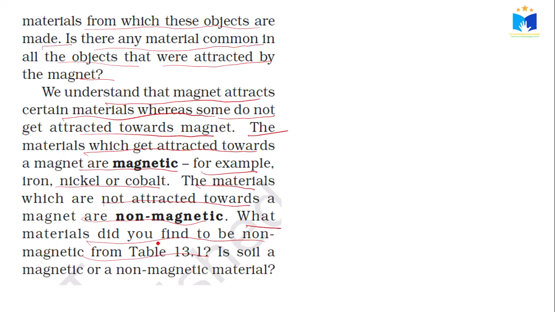So we have to note down all the materials which are non-magnetic. Okay, we have to note down in table 13.1. Is soil a magnetic or non-magnetic material? We have to find out whether the soil is a magnetic or non-magnetic material.